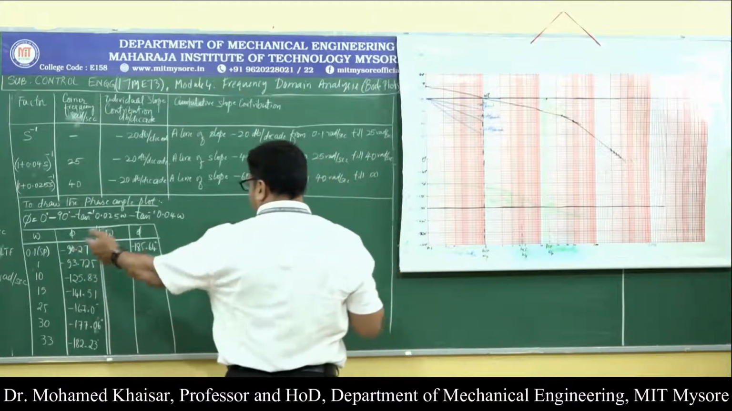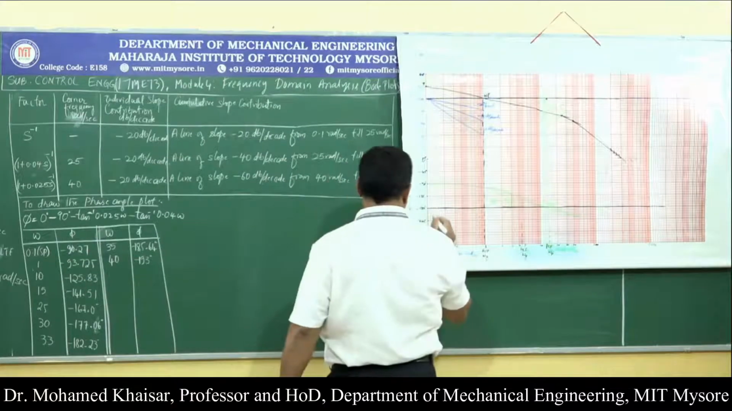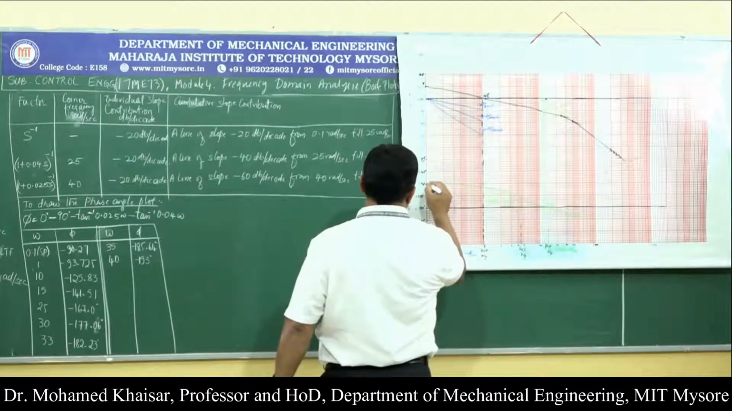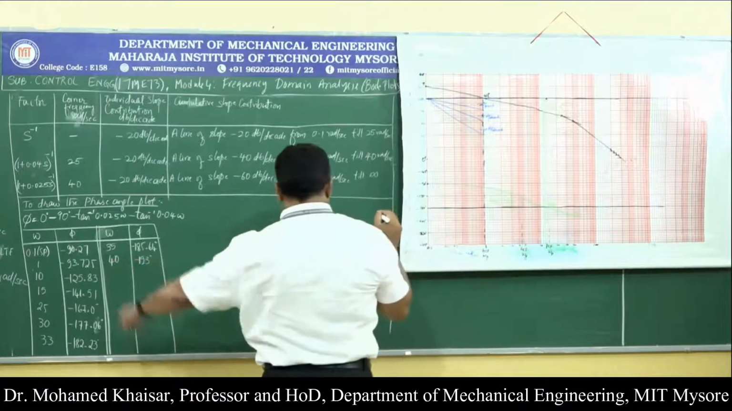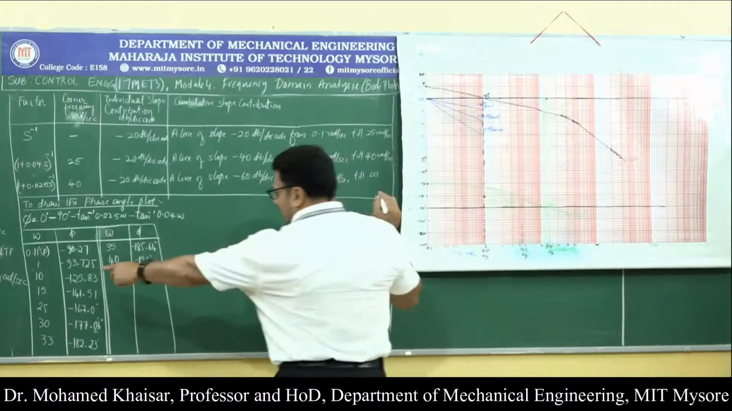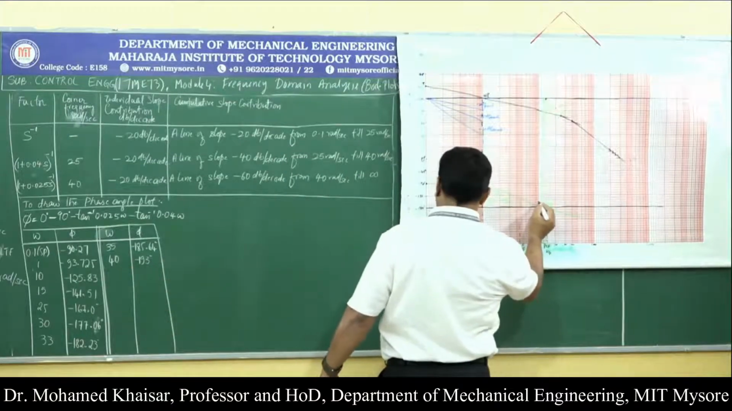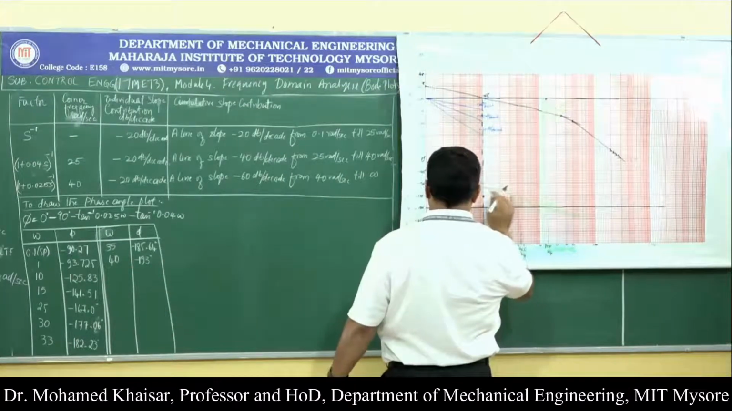Now start marking the phase angle for various frequencies. Starting from 0.1, it is minus 90. At 1 radian per second, it is minus 93. At 10 radians per second, it is minus 125. 10 is here, minus 125.